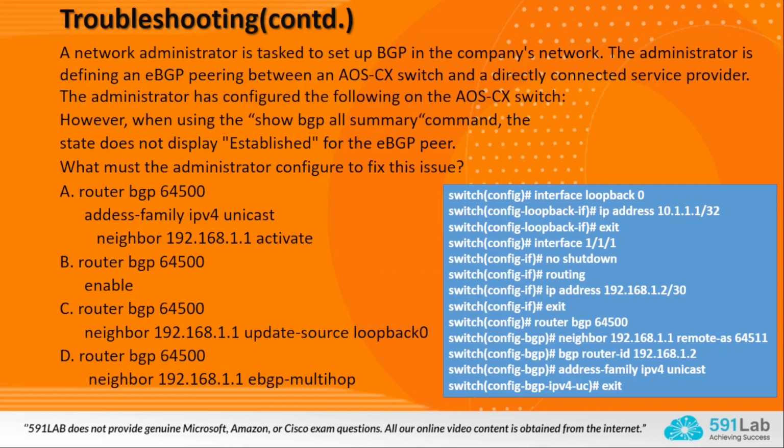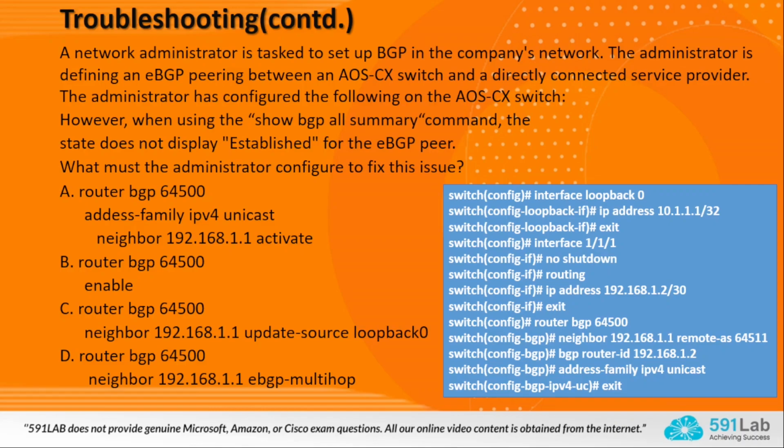Option C, since the neighbor IP and this router interface are in /30 subnet, they are point to point. No need of update source loopback IP. This could be useful in an IBGP scenario, but that is not the case here. So this will not solve the problem. So this is not correct.